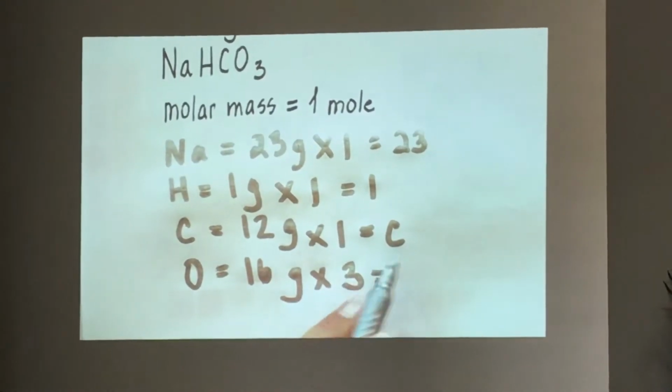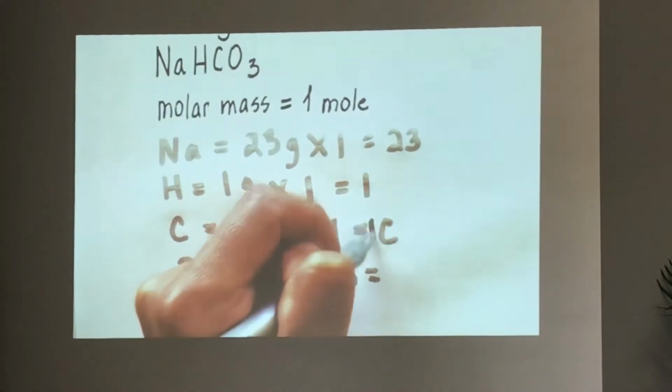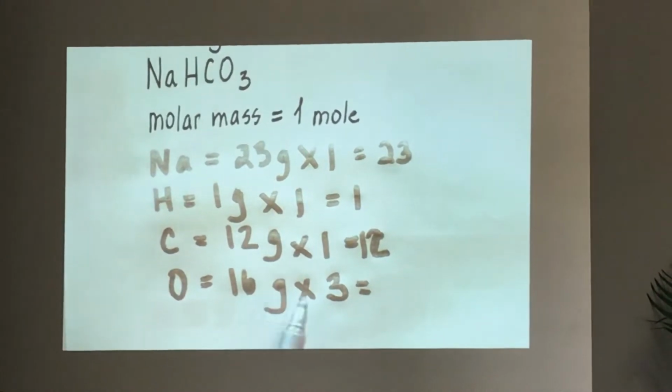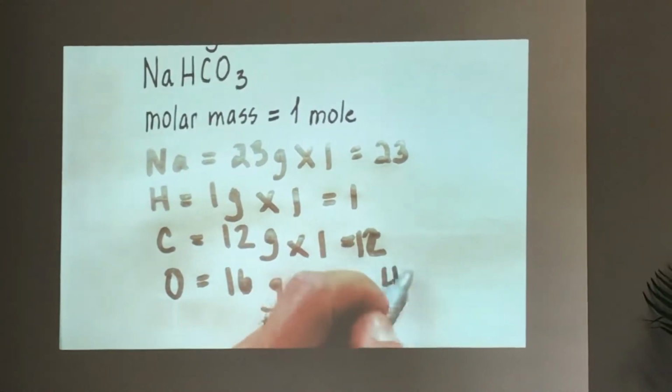Why did I do that? Can I do it into 12? Yes, I can. Now it's 12. So 16 times 3 makes 48.